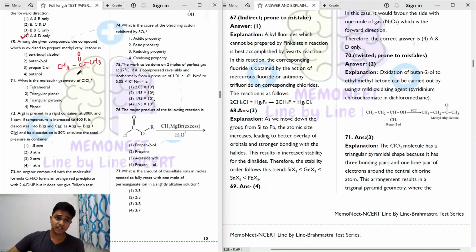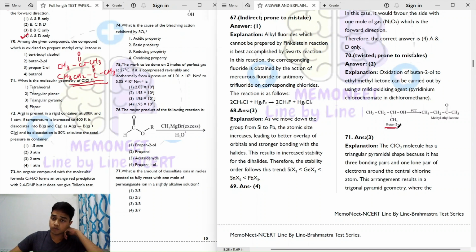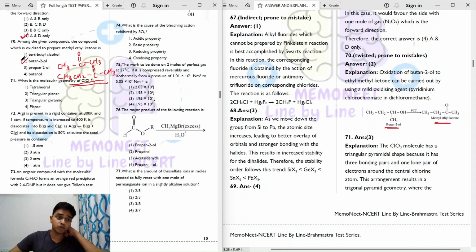So methyl ethyl ketone is CH3, CH2, C double bond O, CH3. So we have 2-butanol, which is oxidized to form methyl ethyl ketone. If we oxidize 2-butanol, we'll get methyl ethyl ketone directly. So from the oxidation of butan-2-ol, we get butan-2-one. So the correct answer will be option 2.